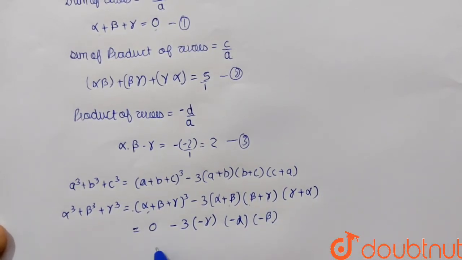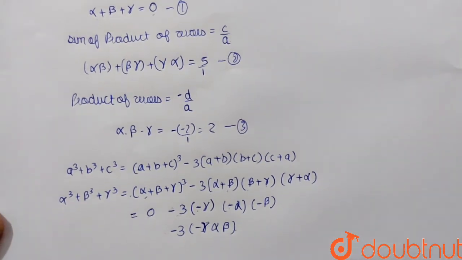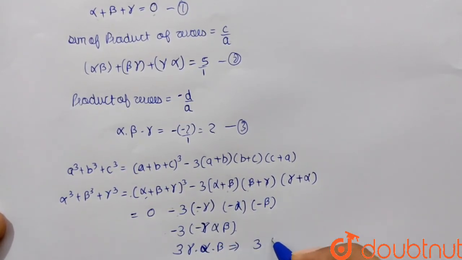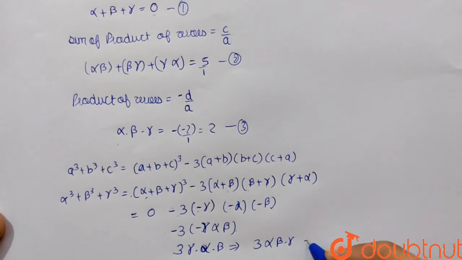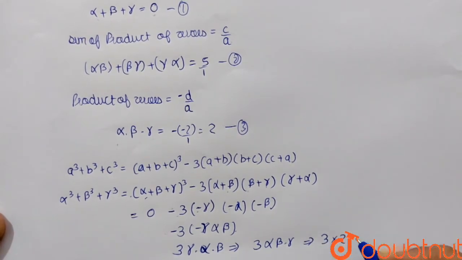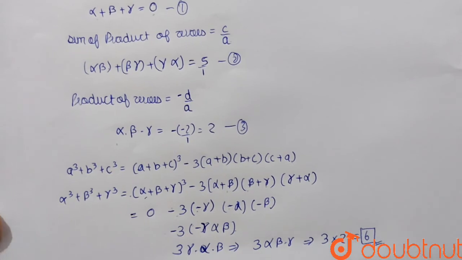Right? So we are left with 0 and minus 3. This will become minus minus plus, and plus minus is minus. So we can write it as minus gamma, alpha, and beta, right? They are in multiplication. So we can write minus minus plus, so 3 alpha gamma alpha and beta. So similarly, we can write it as 3 alpha beta gamma. We have the value of alpha dot beta dot gamma as 2. So we can write it as 3 into 2, which is equal to 6. So this is our required answer.